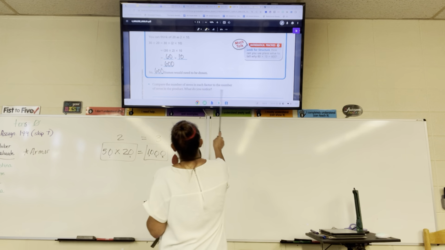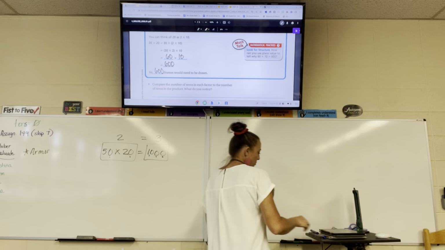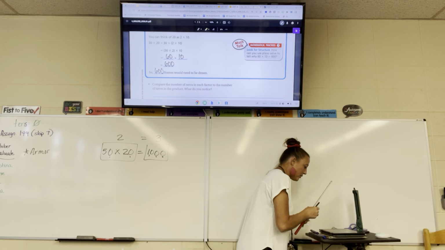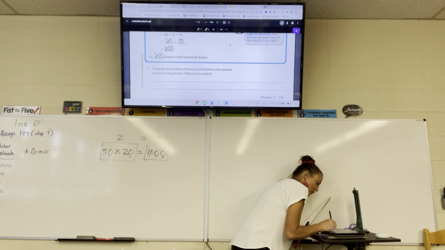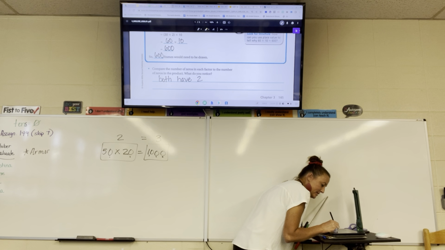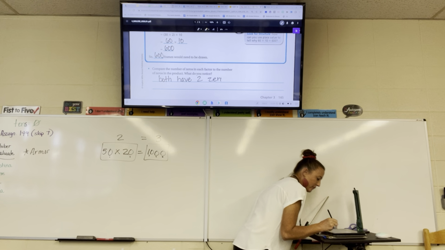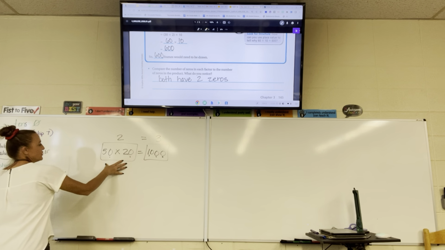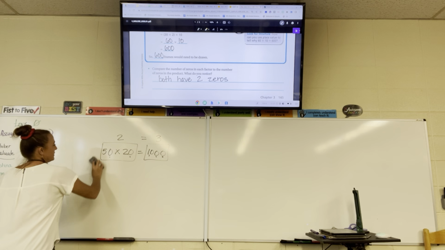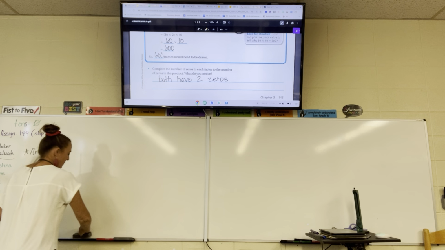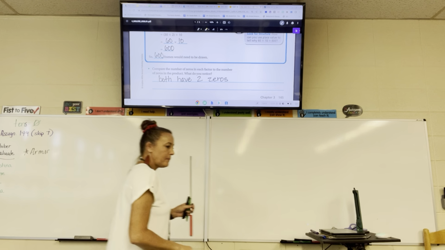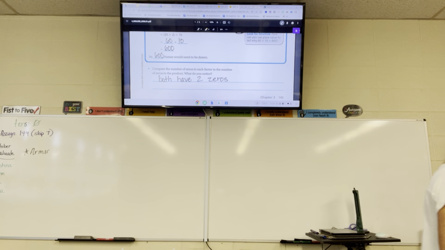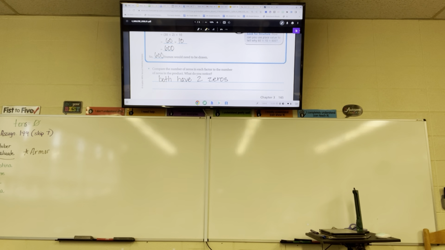Okay, compare the number of zeros in each factor to the number of zeros in the product. What do you notice? Both have 2 zeros. That's all we have to write down. Both have 2 zeros, the factors and the product. Okay, after you finish that, turn to page 146.